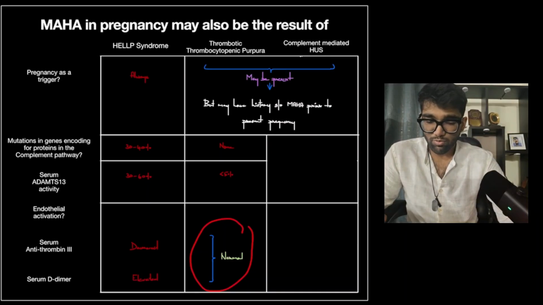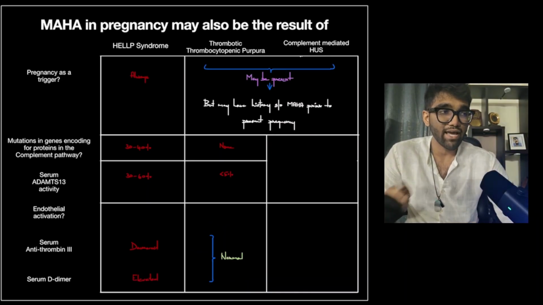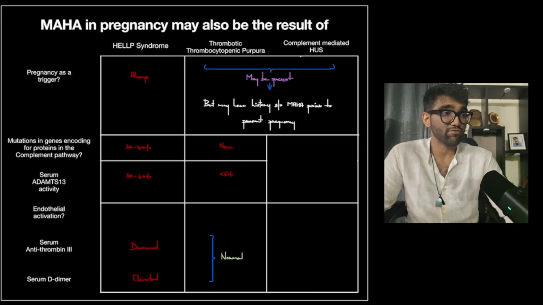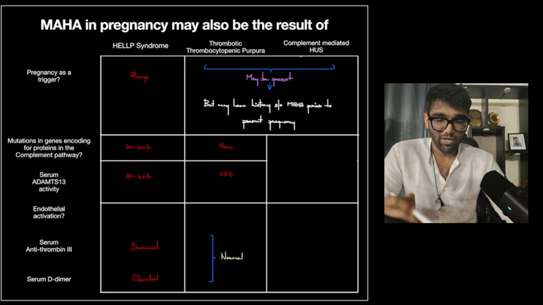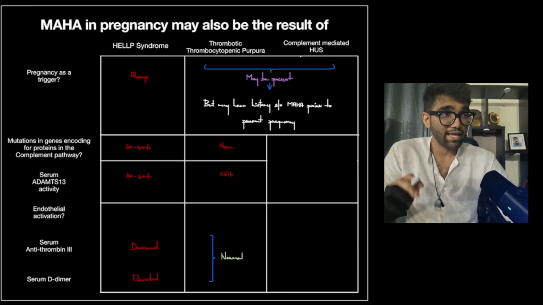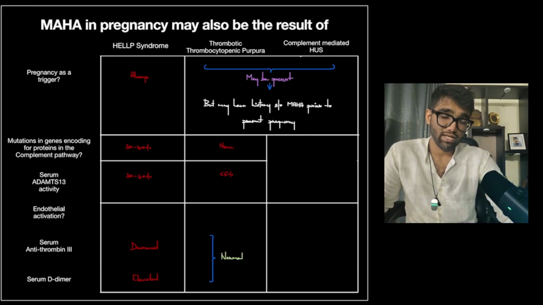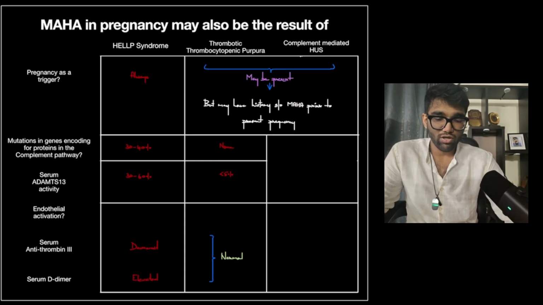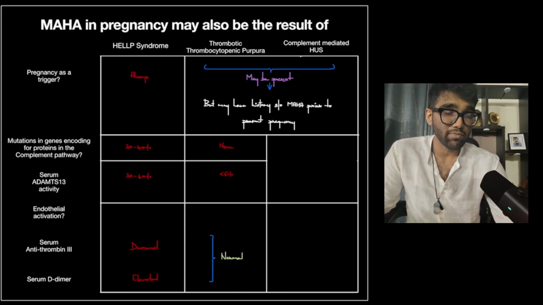Okay. But usually, as I've just said, HELP and TTP can be differentiated clinically if you can do ADAMTS13 levels, but often ADAMTS13 levels are quite expensive. So what we look for is any evidence of hemolytic anemia, microangiopathic hemolytic anemia prior to the present pregnancy, or we look for the presence of normal serum antithrombin 3 and D-dimer levels.